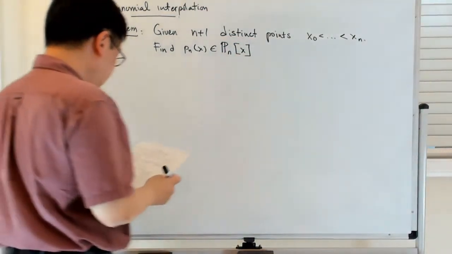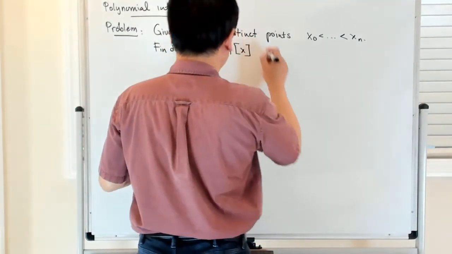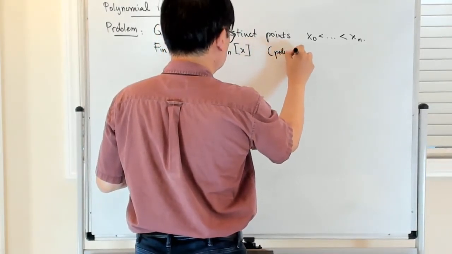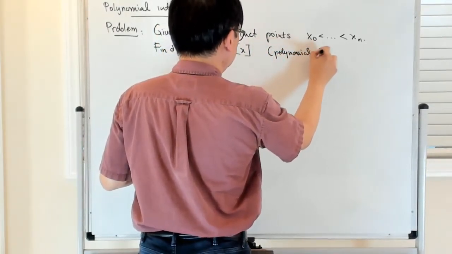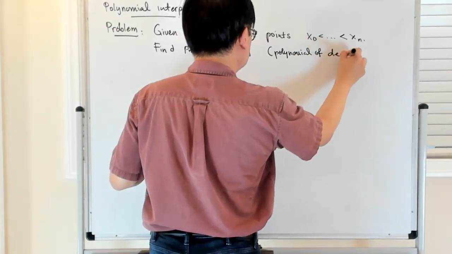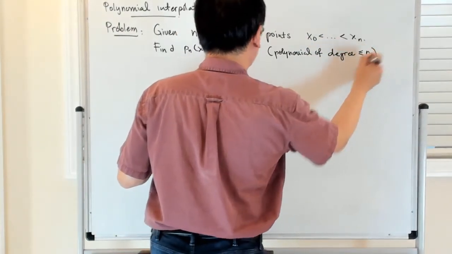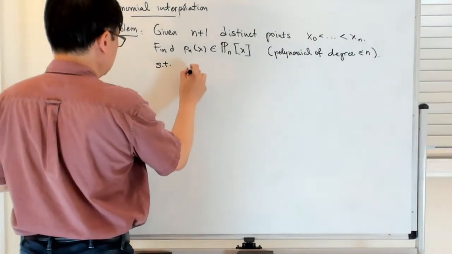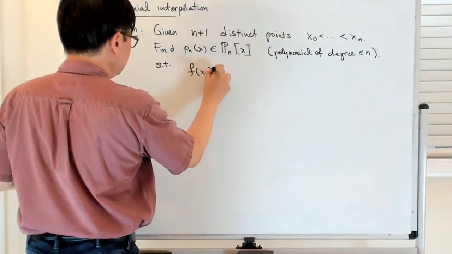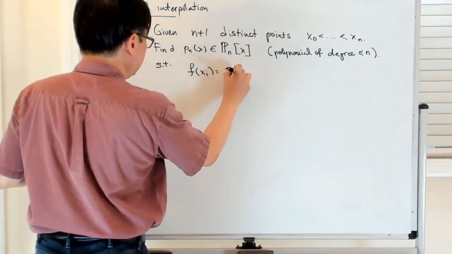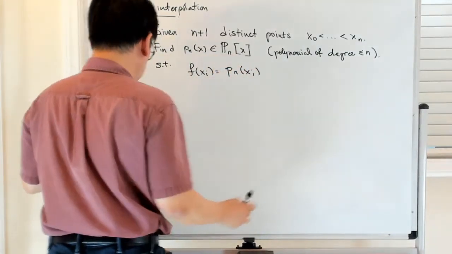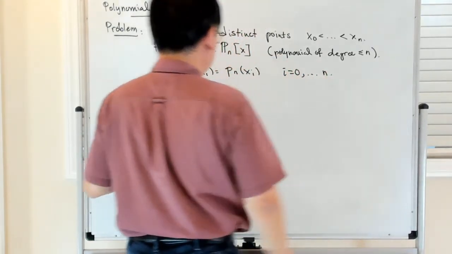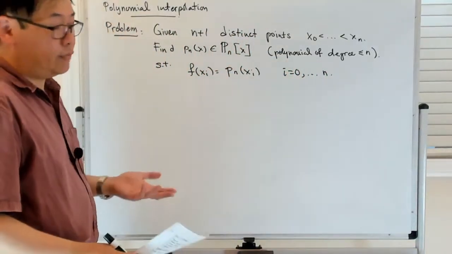It's like in the variable x. So this statement is that it's a polynomial of degree less than or equal to n, such that f at xi is equal to Pn at xi, and this is true for i equals 0 all the way up to n. Right, so let's think about that for a second.